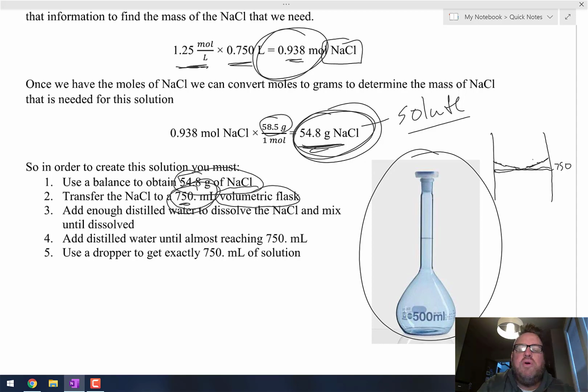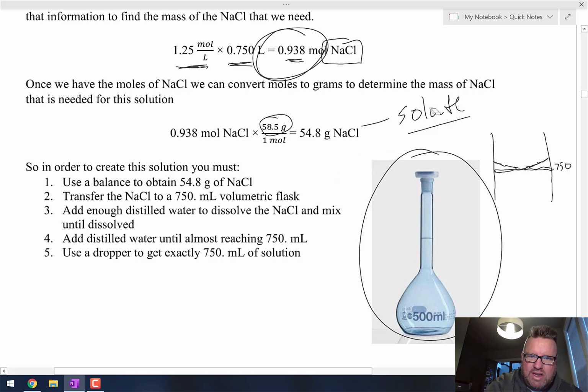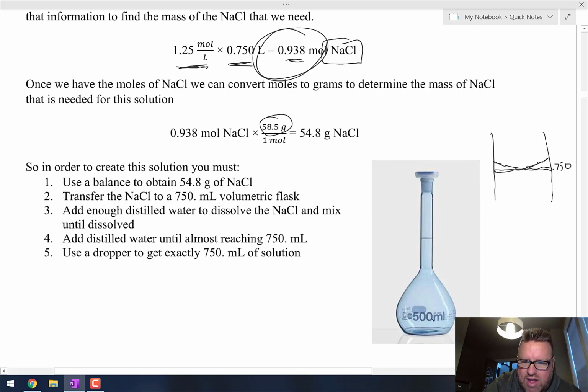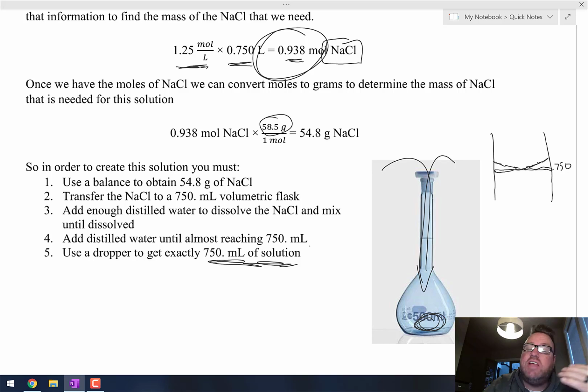So the two things I'm going to look for are, do they have the right mass of the solute? And then, you can't say add 750 milliliters of water, because remember, it's the solution, and that sodium chloride is going to take up some of that space. So you've got some sodium chloride in here already, and now you're going to add water. How much water? It doesn't matter. What matters is you're going to get 750 milliliters of solution. So don't say add 750 milliliters of water. You say add water until you reach 750 milliliters of solution.